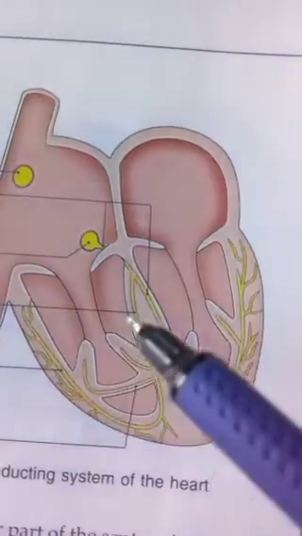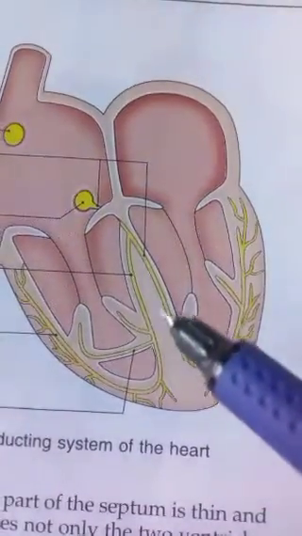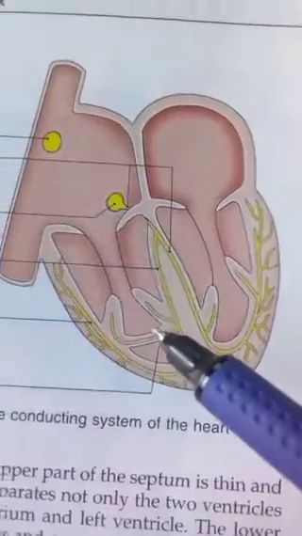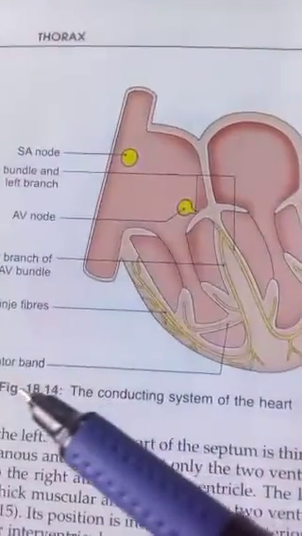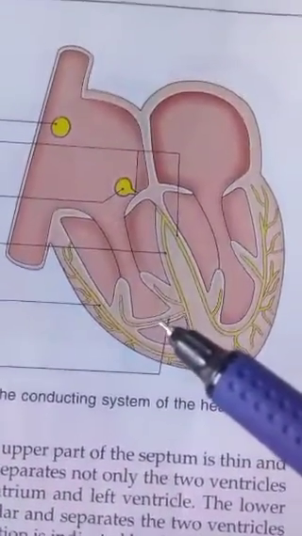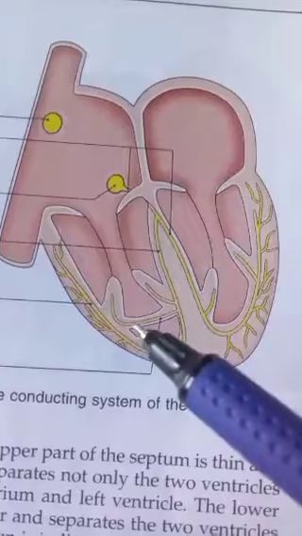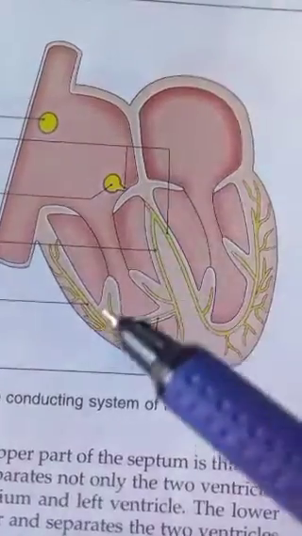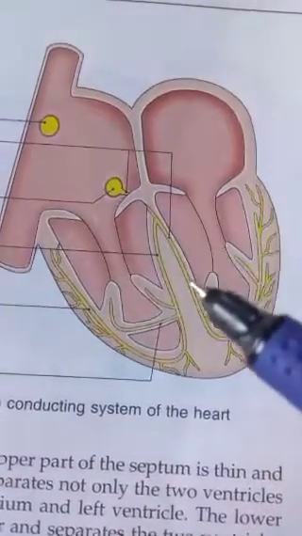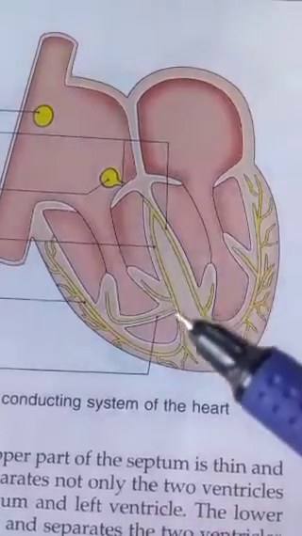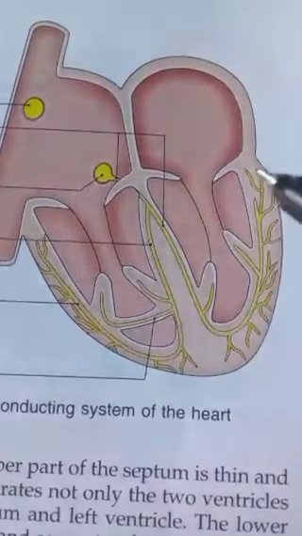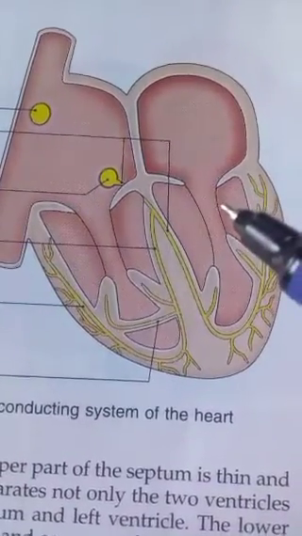The right branch of the AV bundle passes to the right of the interventricular septum, a majority of its portion enters the structure called the moderator band, and then it goes to the wall of the right ventricle, where it divides into Purkinje fibers and gets distributed to the wall of the ventricle. The left branch of the bundle of His runs to the left of the interventricular septum, divides into Purkinje fibers and gets distributed onto the wall of the left ventricle.